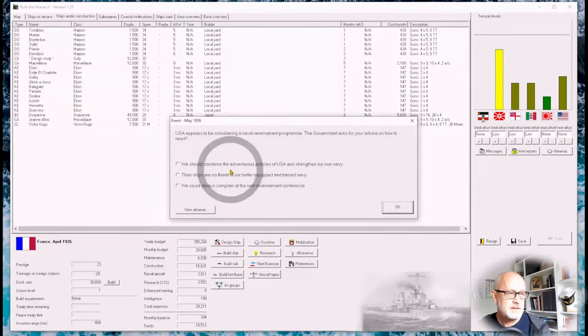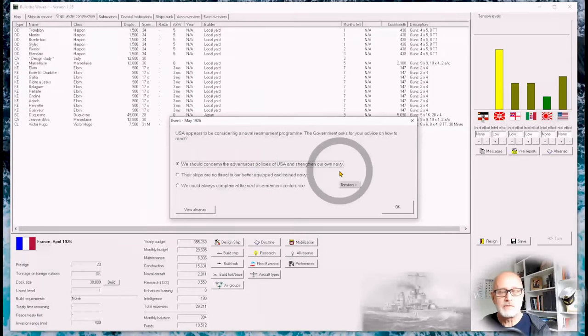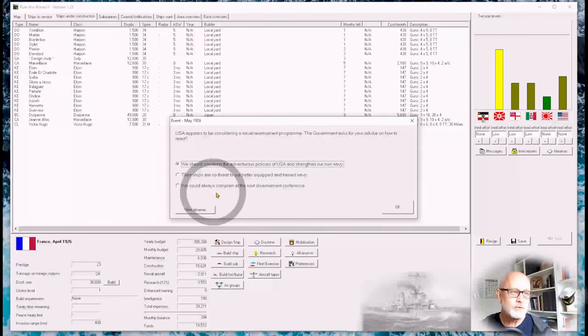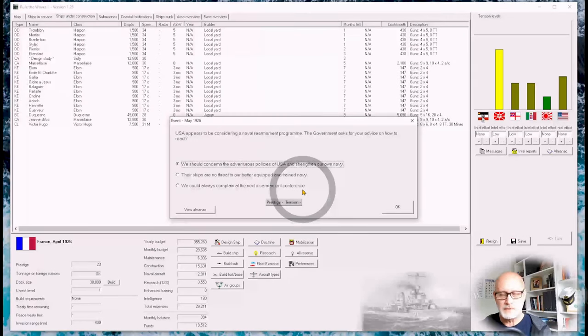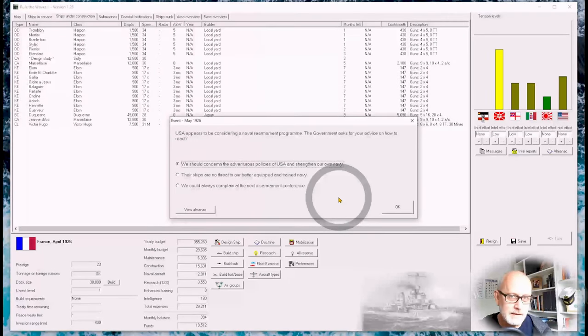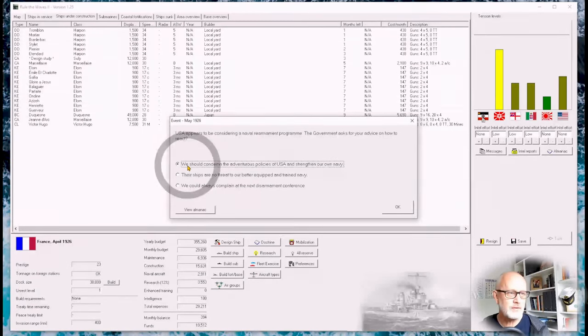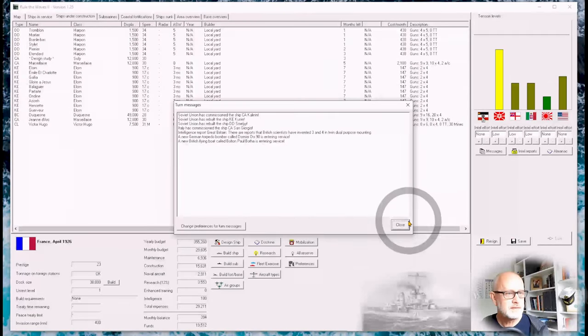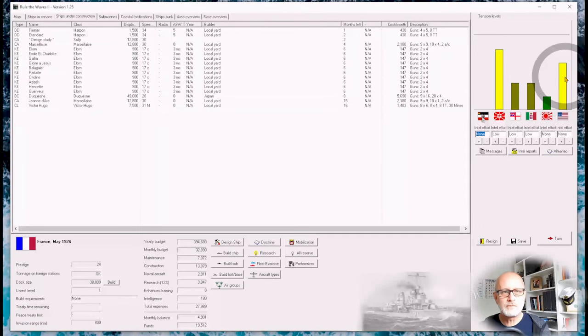Do I want to condemn it and strengthen our own navy? Well, yes. It says we could always complain at the next disarmament conference. Had it asked, shall we call the disarmament conference, I could have been tempted to have that. But without that, I'm going to say yes. So that's increased our tensions with America, but still, you know, it's a pretty peaceful place.